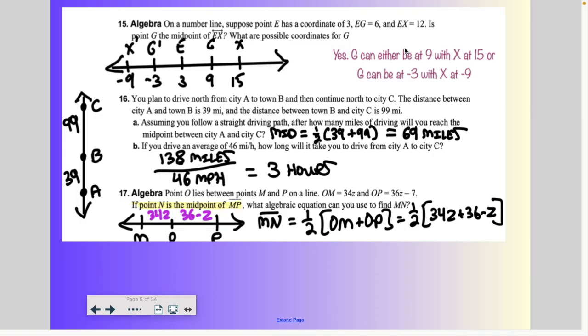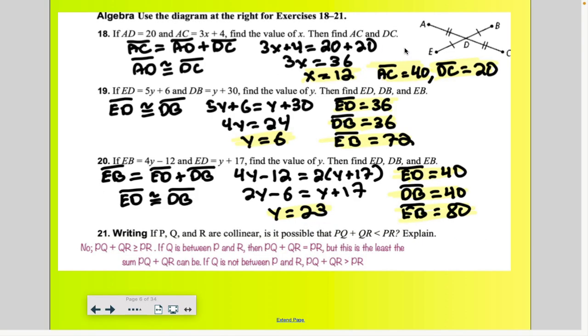Sometimes you can add segments together to get a longer one. Sometimes it's the midpoint, and if it's the midpoint, you end up saying them equal to each other because it divides it into half. Questions like this I really like. So if I'm skipping all the way to 18, if AD is 20 and AC is 3x plus 4, how do I know they're congruent? These two are congruent because of these tick marks, but they gave the length of the entire thing. So this matches this, and two of them make up the entire thing.